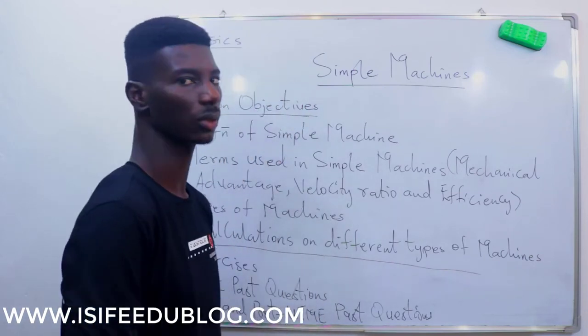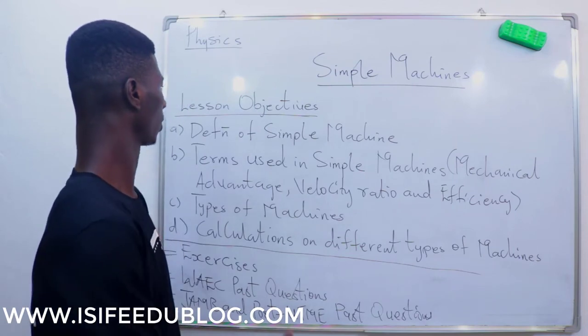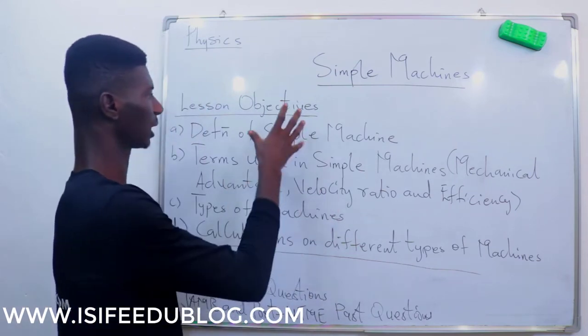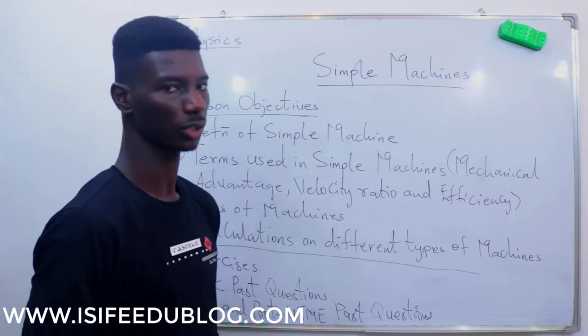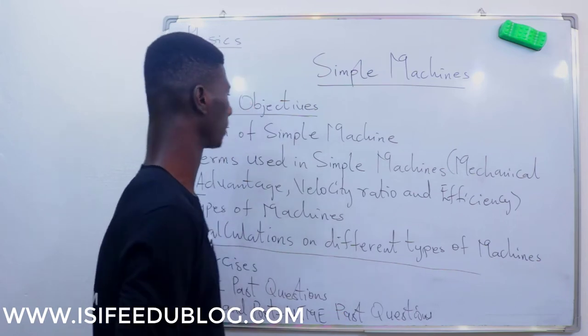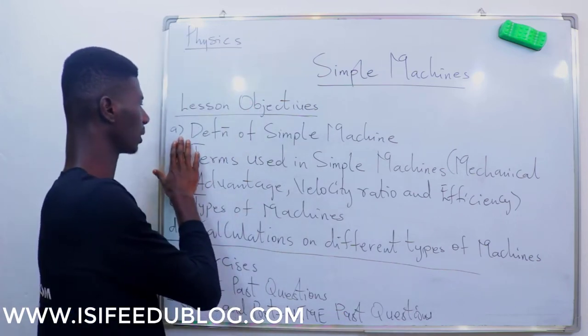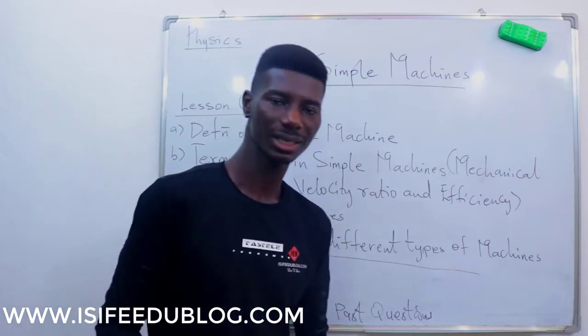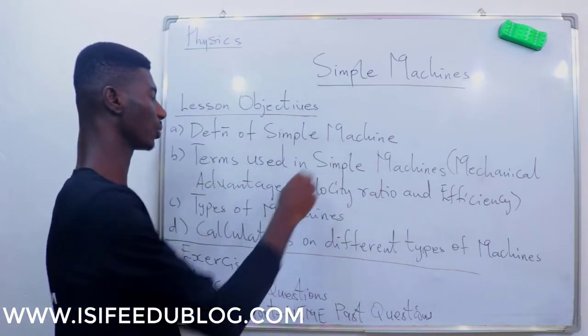Okay, let's quickly go over what we have today. On the board, we have the lesson objectives. These are the lesson objectives where our focus should be. This is based on your WAEC, JAMB, and post-UTME. The first thing we are going to treat today is the definition of a simple machine. What is a simple machine? We are going to treat that.